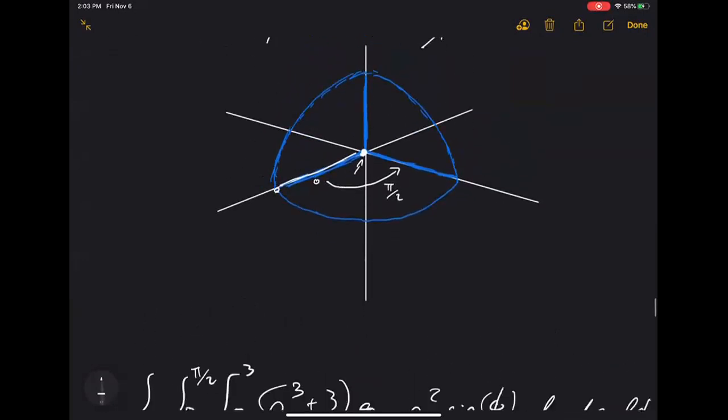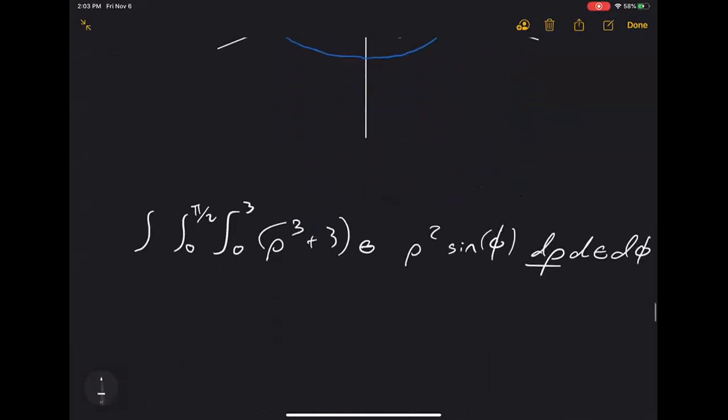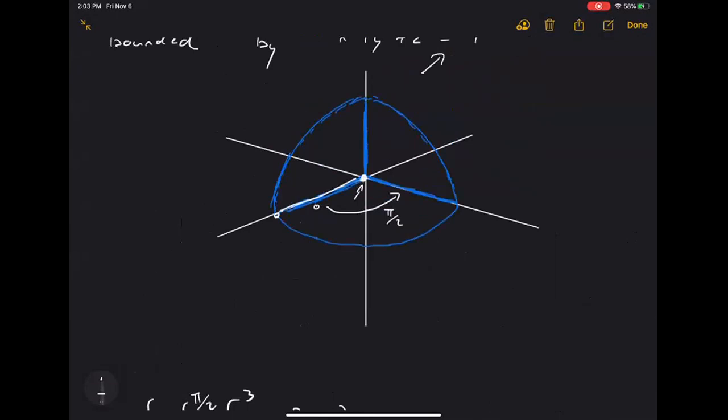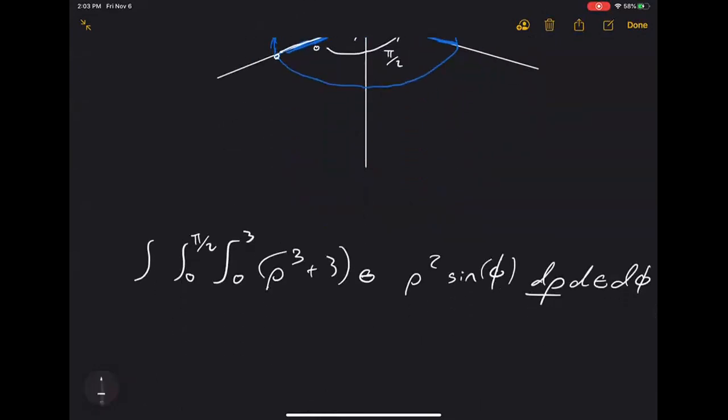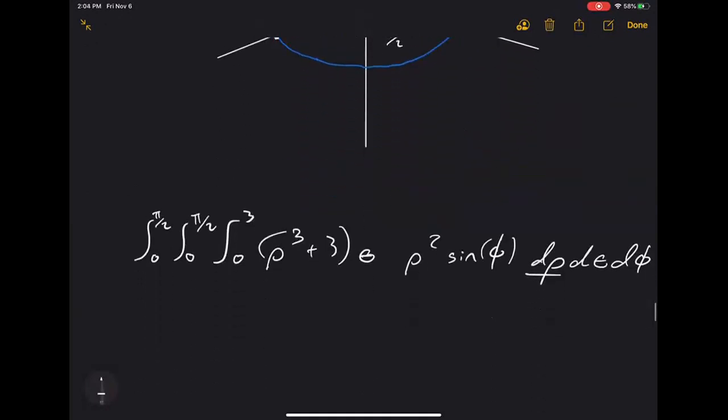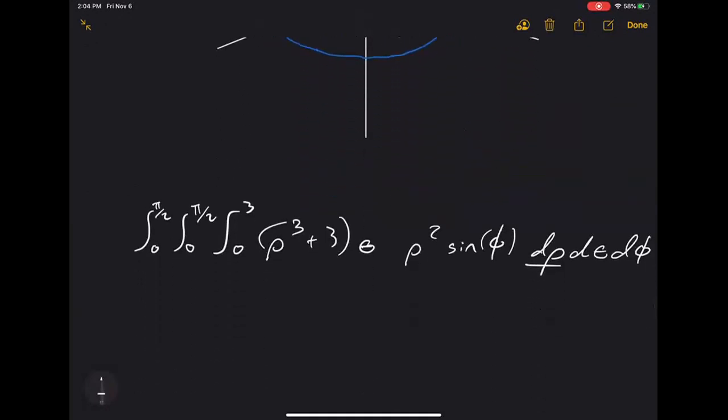What about my phi? Where does my phi start? Well, remember, I'm measuring my phi from the positive z-axis down. So where does it start? I could think of it starting here at 0, and then I go down until I hit pi over 2 again. Okay, so that's my integral.